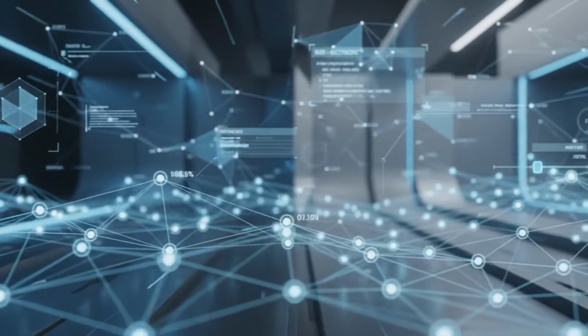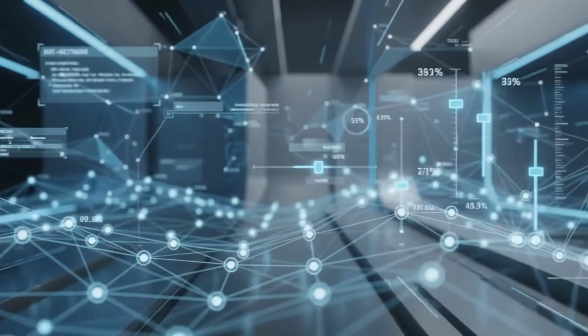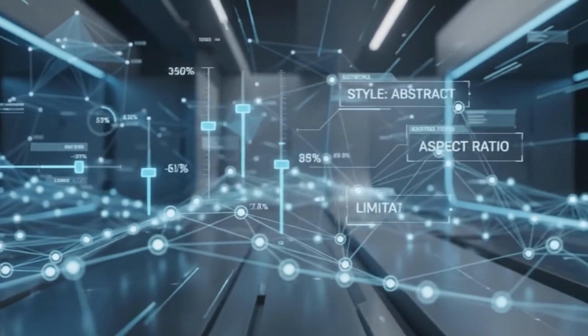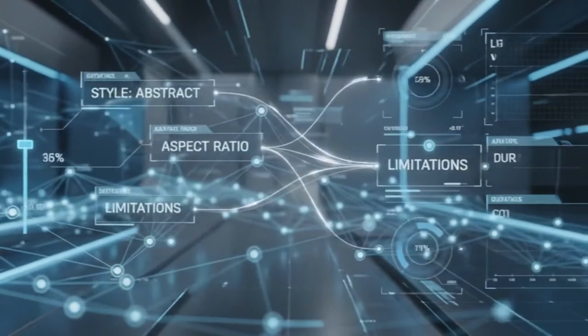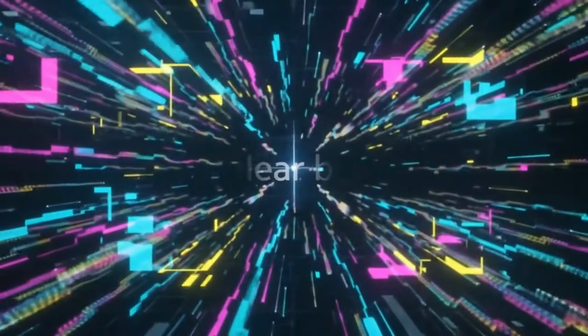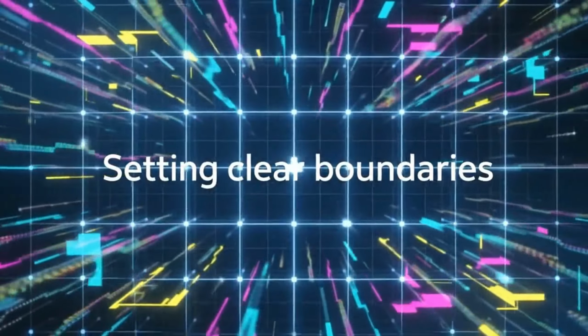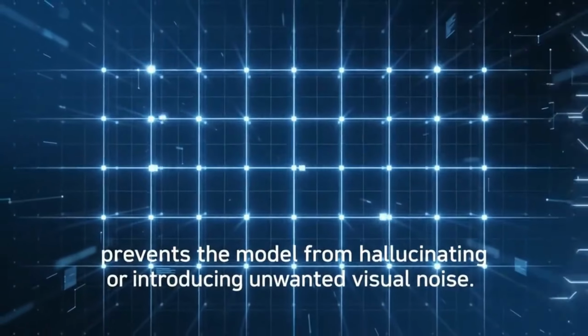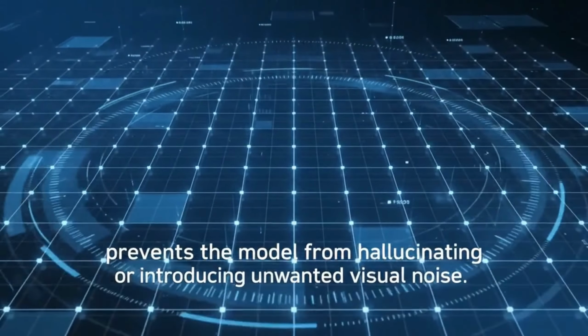Step 3. Define strict parameters and constraints. Tell the AI what not to do. Specify visual style, aspect ratios, lighting parameters, and clip durations. Setting clear boundaries prevents the model from hallucinating or introducing unwanted visual noise.